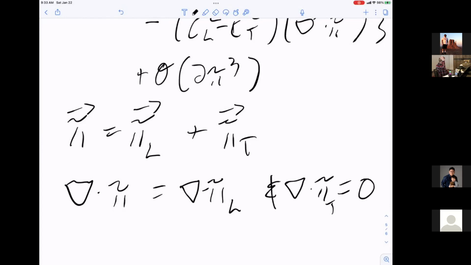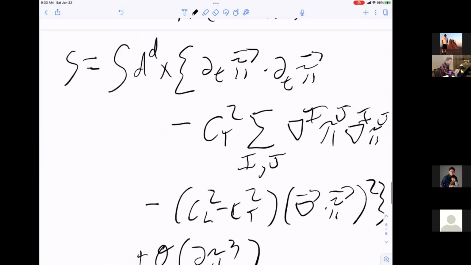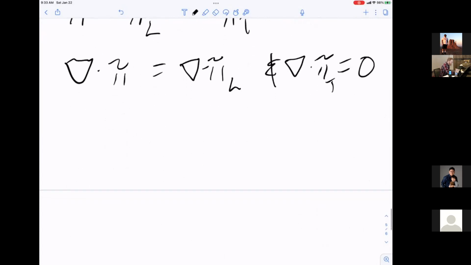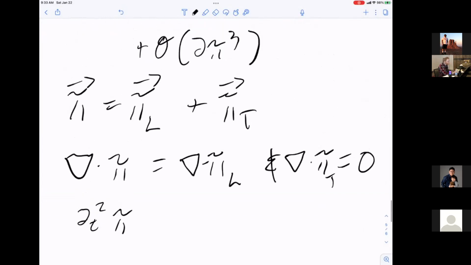Which I'm perfectly allowed to do. And then using this particular action up here, I can write down my two equations of motion. I'm just introducing a longitudinal field that sucks up all the divergence. And then I have a transverse field that has no divergence whatsoever. So this is really just an identity. I'm always allowed to do this, right?